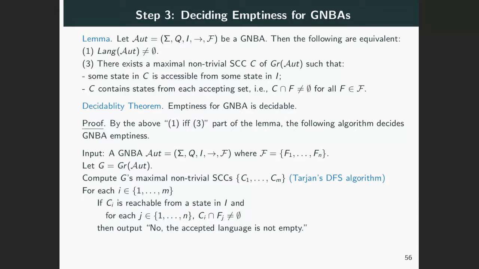So if we found one of the components, Cj, satisfying this property, we return that the accepted language is not empty. Otherwise, we return the answer, the accepted language is empty. Okay, so essentially after we prove the lemma, 1 if and only if 3, we can see that problem 1, which we were trying to decide, being reducible to problem 3, which is quite clearly decidable, gives us a solution to the decidability problem.